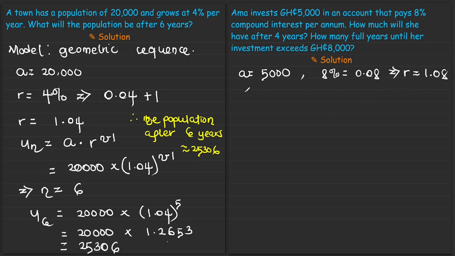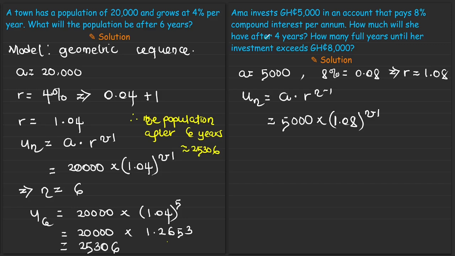So we have our A and we have our R. Hence, with that, we can write something out. So our UN, in this case, since it is geometric, becomes our A times the R to the power N. Substituting, we have 5,000 times our R, which is 1.08, all to the power N minus 1, not just N, so N minus 1. This is the formula we are going to use.